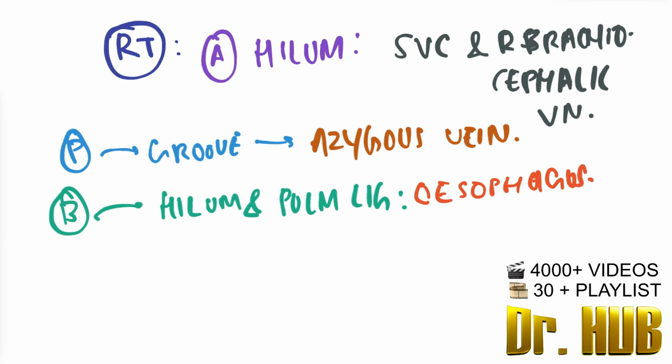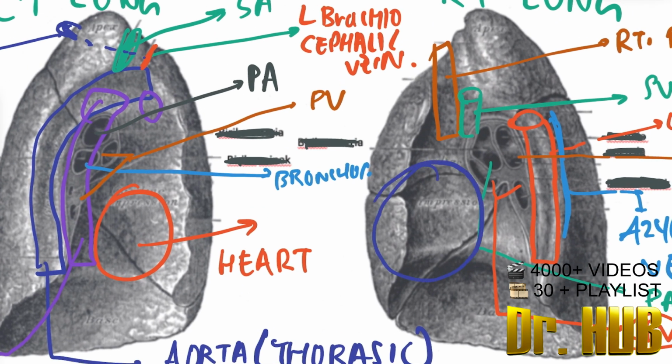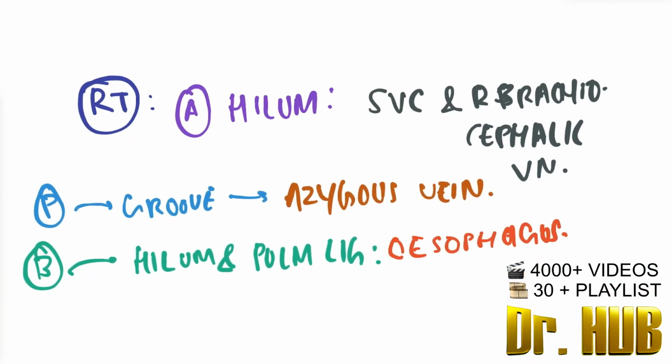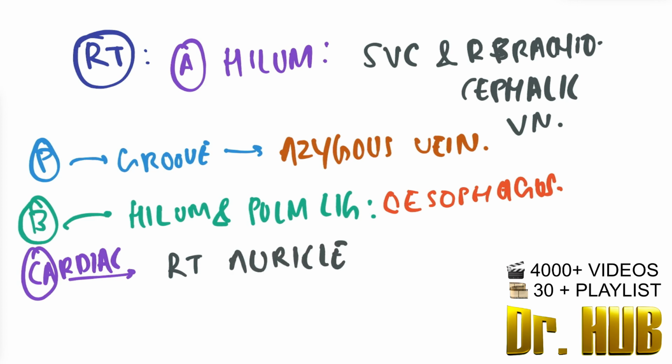Then comes the cardiac impression. So have we mentioned? No, we have not. So this area is known as for the heart. So getting back, the point to note is there is a cardiac impression. So in the cardiac impression, what we are seeing is the right auricle, as well as the right atrium and the right ventricle as well.